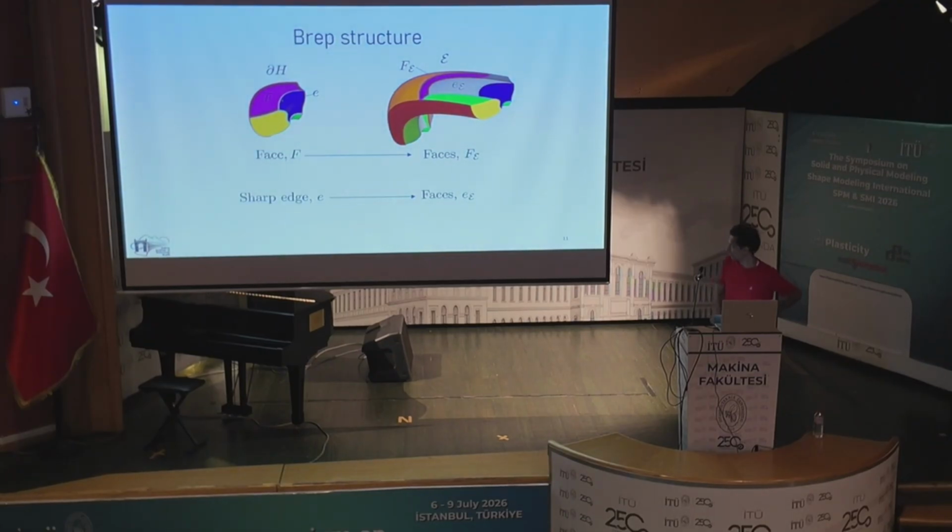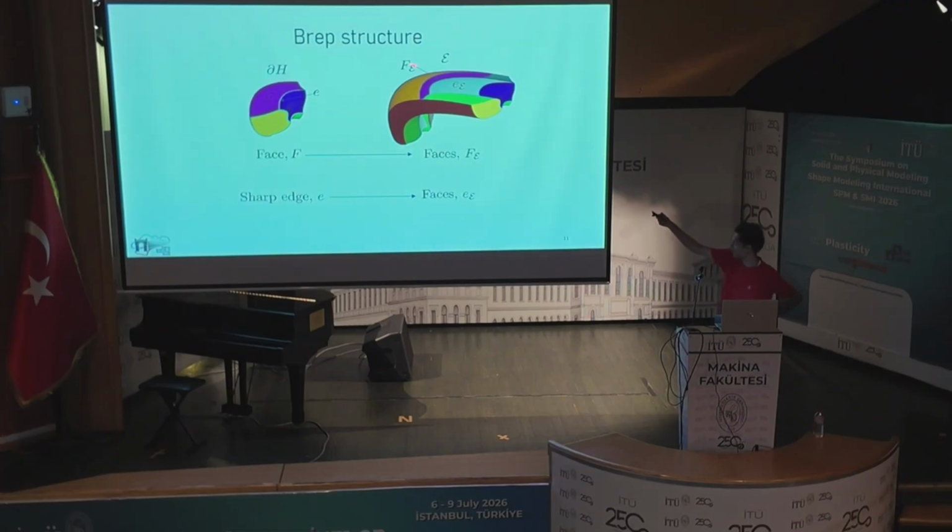Further, we will use this sub E to denote the geometric entity on the envelope which was generated by the corresponding entity on the solid. So F produced F sub E, this E produced E sub E, and so on.